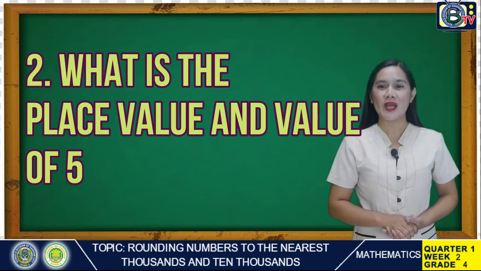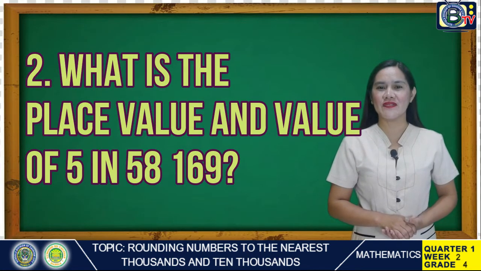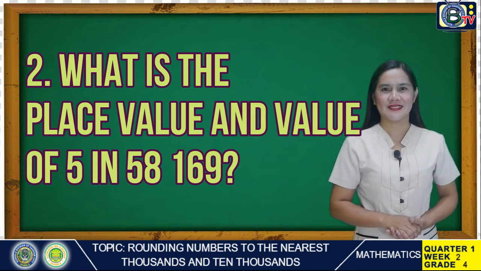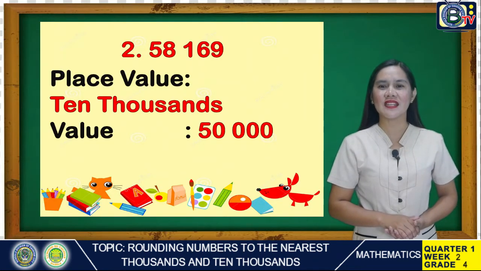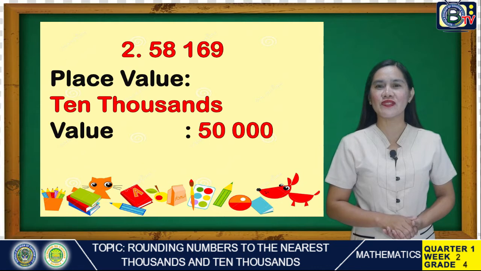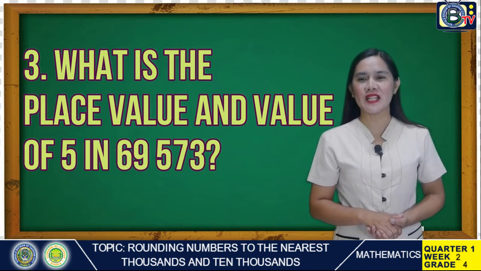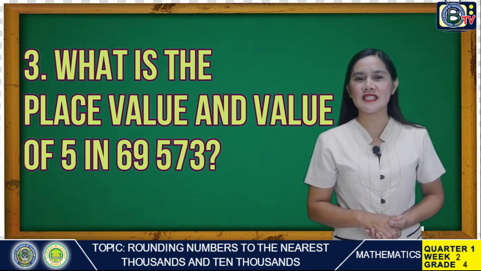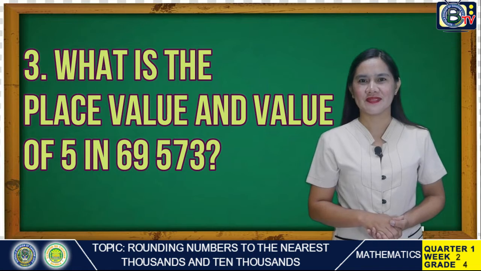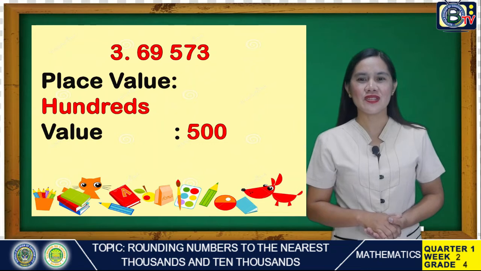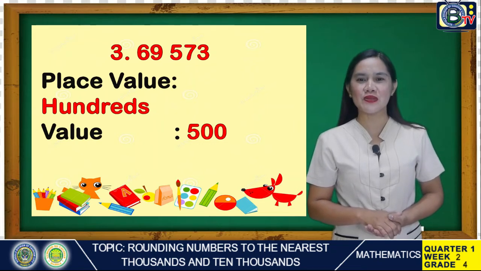Number 2. What is the place value and value of 5 in 58,169? Yes, 5 is in the 10,000s place and the value is 50,000. Number 3. What is the place value and value of 5 in 69,573? Very good! The answer is on hundreds place and the value is 500.